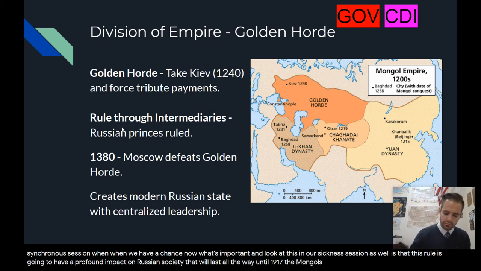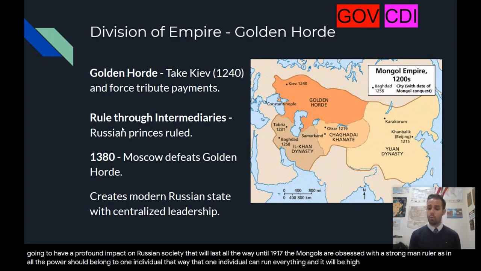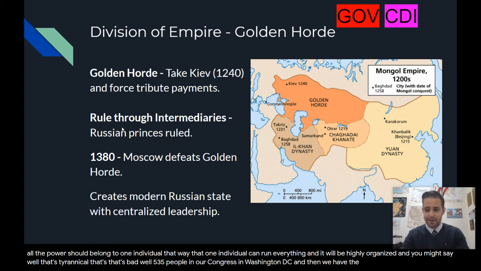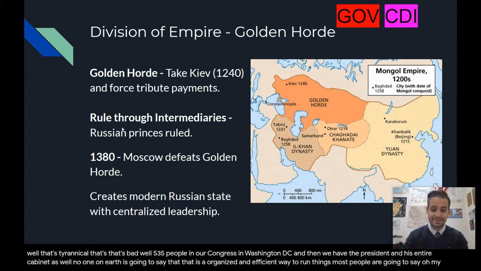The Mongols are obsessed with a strong man ruler, as in all the power should belong to one individual. That way, that one individual can run everything, and it will be highly organized. And you might say, "Well, that's tyrannical. That's bad." Well, look at our Congress today. We have 535 people in our Congress in Washington D.C., and then we have the president and his entire cabinet as well. No one on earth is going to say that that is an organized and efficient way to run things. Most people are going to say, oh my goodness, that is chaotic.